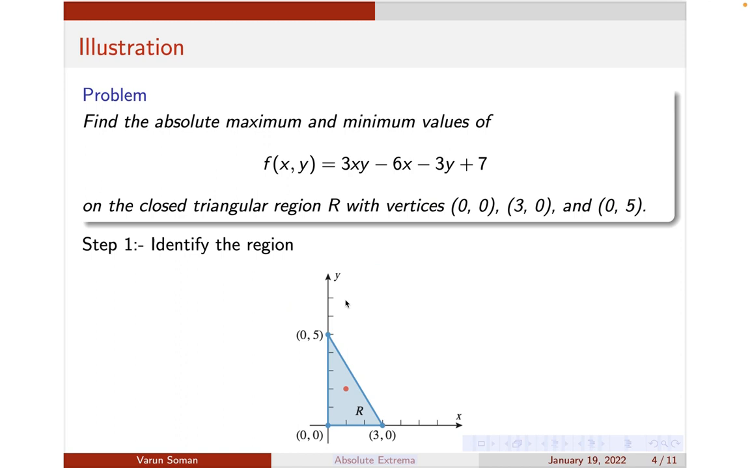If you look at the third boundary here, what is the equation of the third boundary? I don't know the equation, so I'll just write it down. You have to try to find it out. So it is actually (y minus 0) by (5 minus 0) is equal to (x minus 3) by (0 minus 3). So what is it?